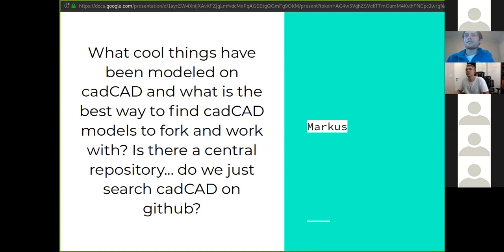Here we go. This is the question. What cool things have been modeled in cadCAD, and what is the best way to find cadCAD models to fork and work with? Is there a central repository, or do we just search cadCAD on GitHub? Again, because this is open, we can't really have a central repository. We do have some things in a main repository, like the tutorials and the reference models in the main cadCAD repo and the cadCAD tutorials repo that we control at Block.Science.